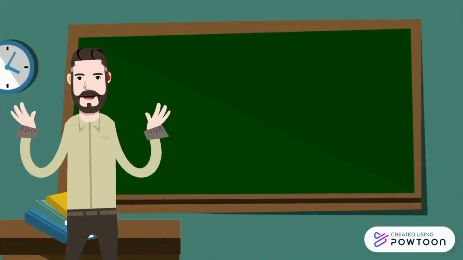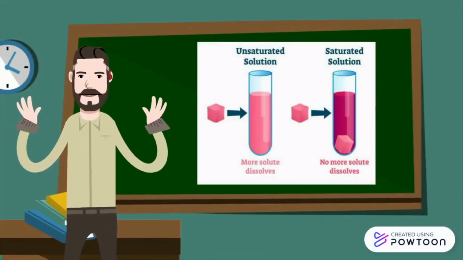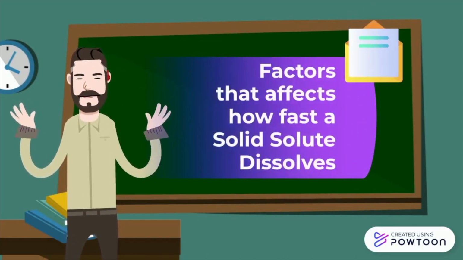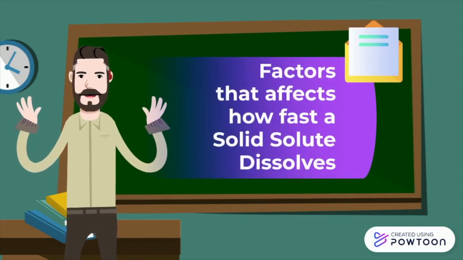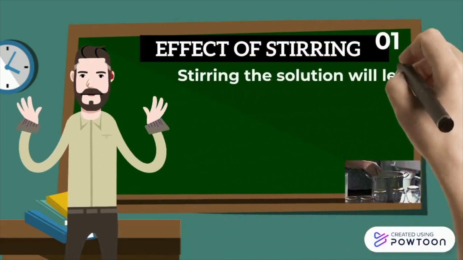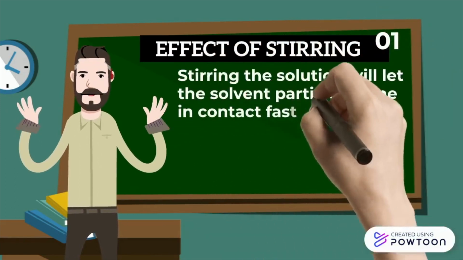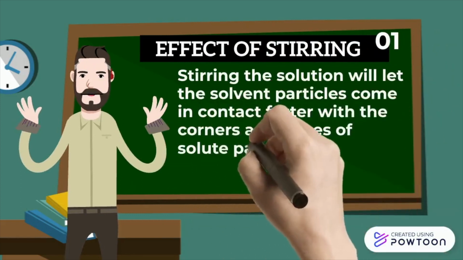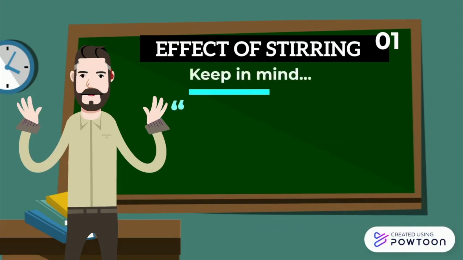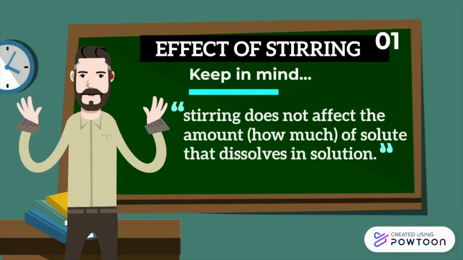Now that you know the difference between the saturated and unsaturated solutions, let us now proceed to the factors that affect how fast a solid solute dissolves. First is the effect of stirring. Stirring the solution will let the solvent particles come in contact faster with the corners and edges of solute particles. Therefore, the solute dissolves faster. Keep in mind that stirring does not affect the amount, how much, of solute that dissolves in solution.